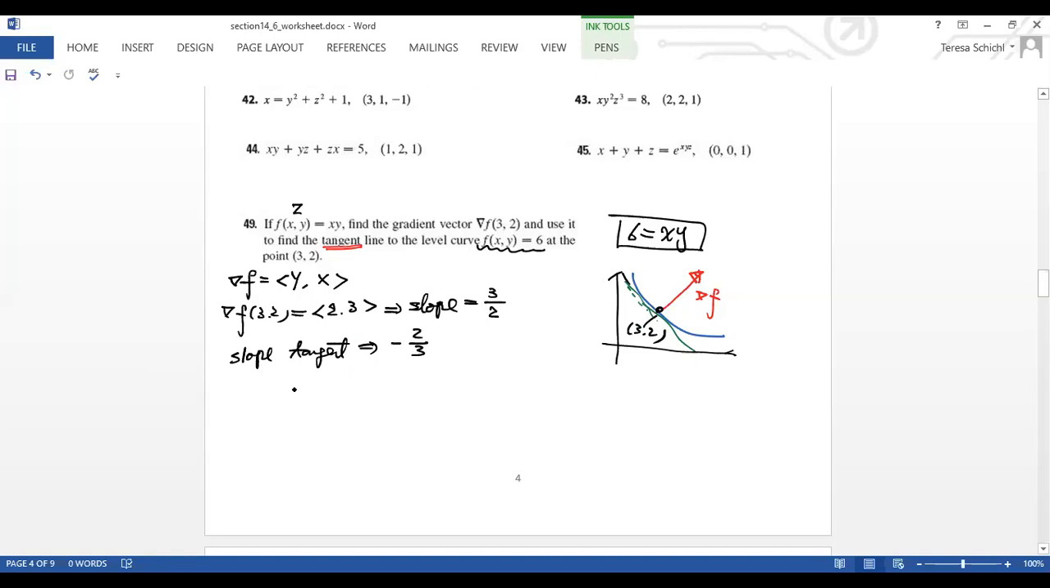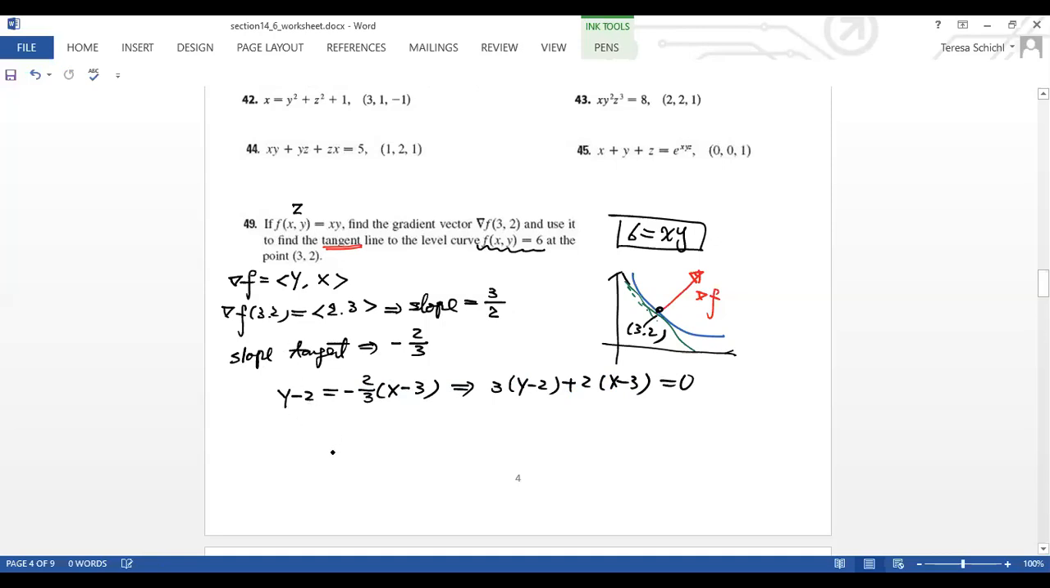So what does that mean? That means y minus 2 will be equal to -2/3 times x minus 3 here. So if you simplify it a bit, then we know this will be 3 times (y minus 2) plus 2 times (x minus 3) equal to 0, right? So this is kind of like the geometry approach.